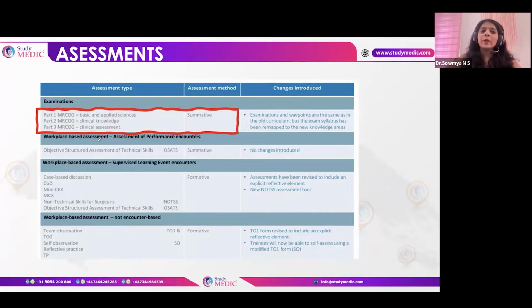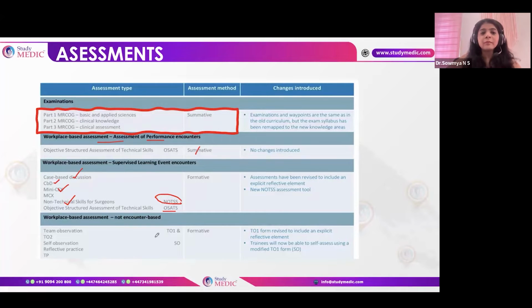And when you come to workplace-based assessment, assessment of performance, OSATs, remember, it could be formative and summative. And case-based discussion, as I mentioned, CBD is the same thing, mini-CEX, and non-technical skills for surgeons. See, for non-technical skills I have a complete slide about it, which I'll be talking about. These are the softer skills. And OSATs, as you know, could be summative, could be formative.